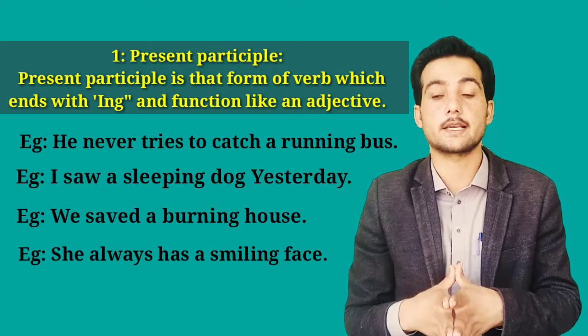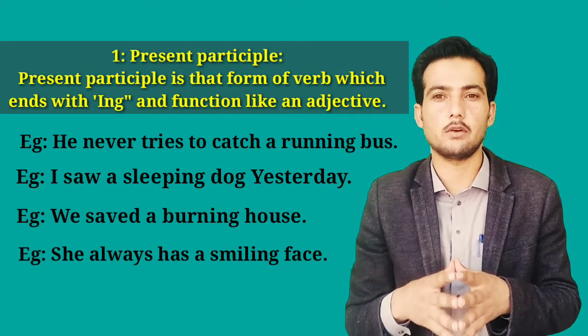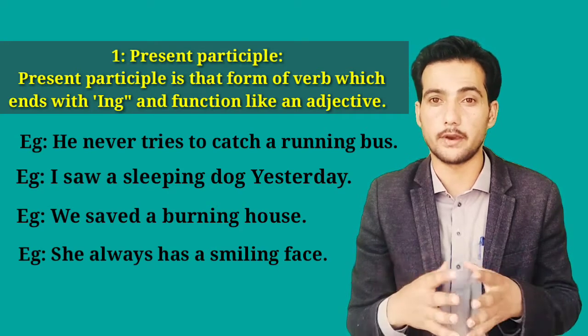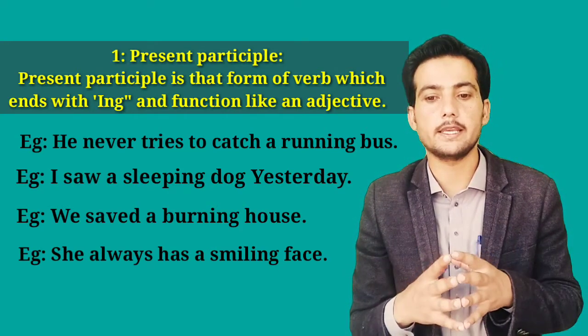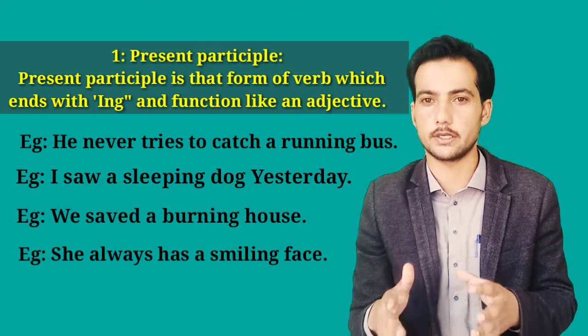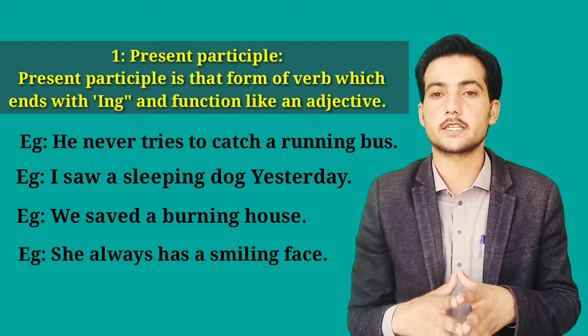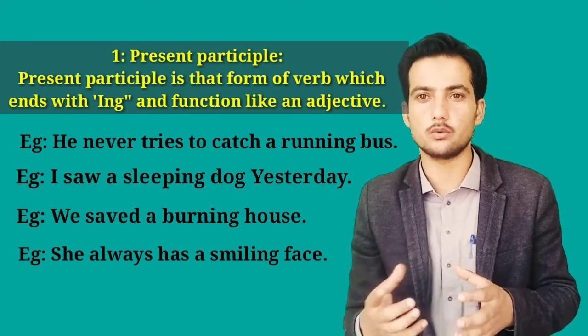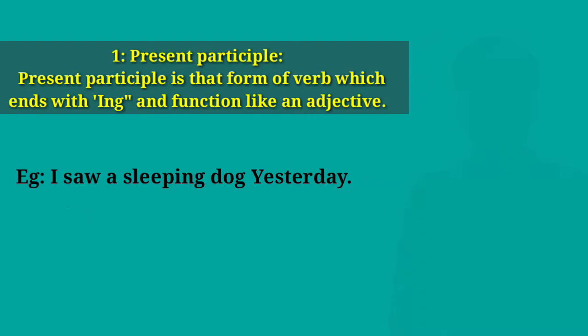She always has a smiling face. She always has what sort of face? She always has a smiling face. So here again, smiling is a present participle, and here it is used like an adjective. So that is why it is a present participle, because it describes the noun.